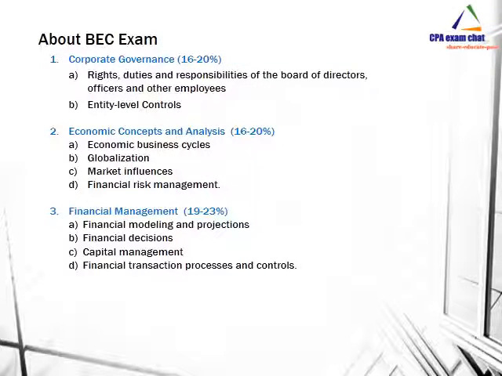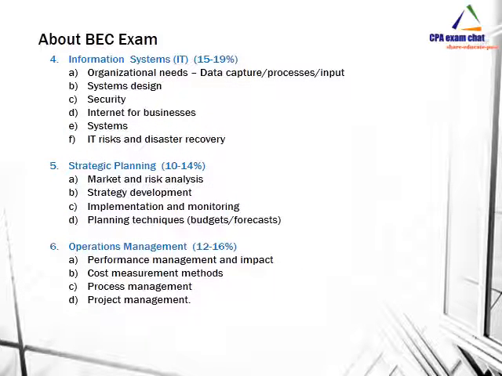Last but not least, BEC, which is business environment and concepts. Here they will test you on corporate governance, which is about 16 to 20%. Macro and microeconomics is also about 16 to 20%. Financial management or finance is from 19 to 23%. Information technology and information systems is between 15 to 19%. Strategic planning is between 10 to 14%. And operations management is between 12 to 16%.